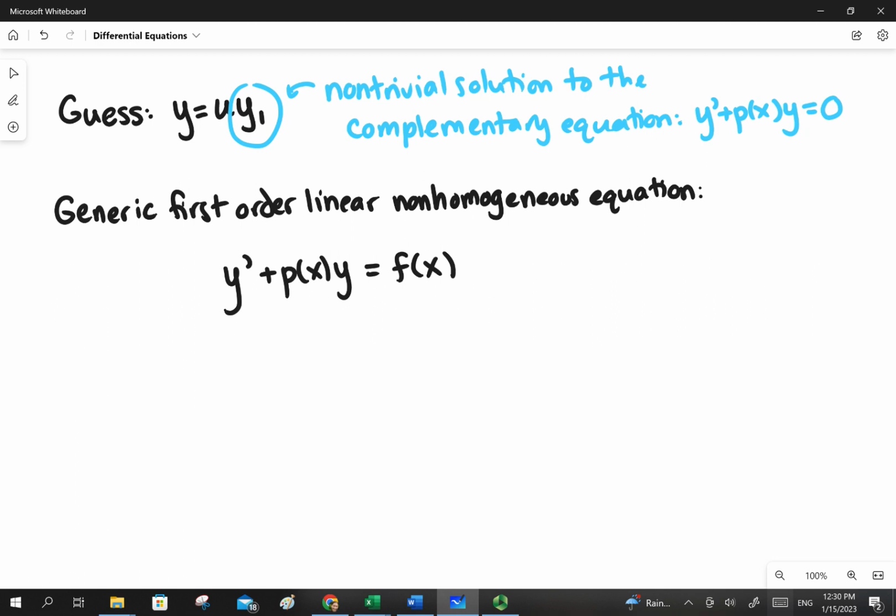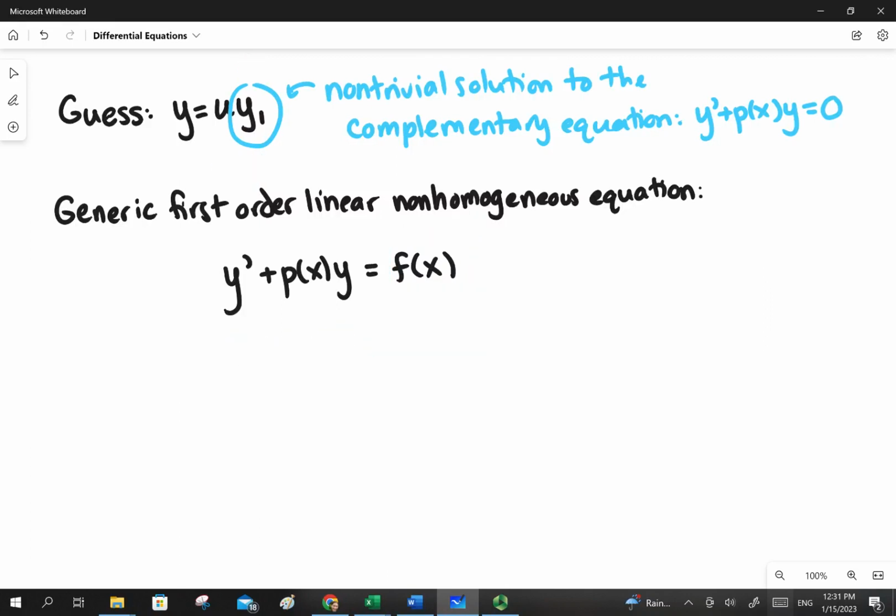We will see why it is important that y1 is a solution to the complementary equation and why it is important that y1 is non-zero. Although you can maybe see right now why y1 being 0 would be bad. If y1 was 0, then y equals u times y1 would be 0, and since our differential equation is non-homogeneous, there's no way the constant function 0 is a solution.